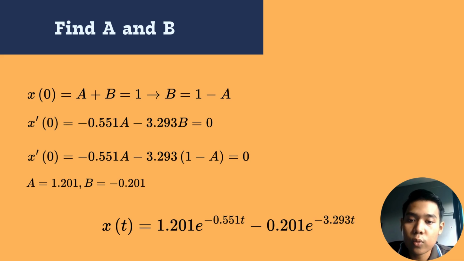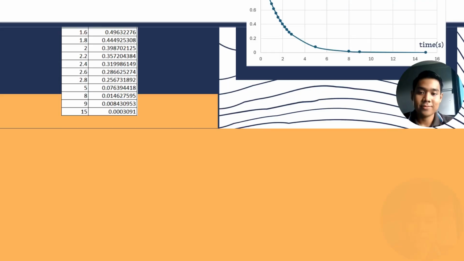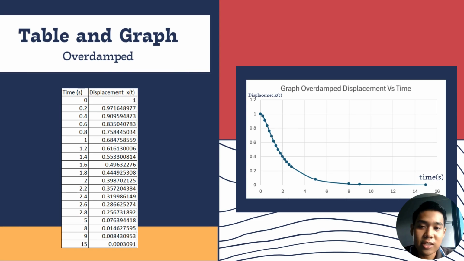Then we will get x(t) equals 1.201 e to the power of negative 0.551t minus 0.201 e to the power of negative 3.293t. This is the table and the graph for the overdamped condition. We change the time in seconds to get the result of displacement, our x(t). So the relationship between these two variables has been shown in the graph.